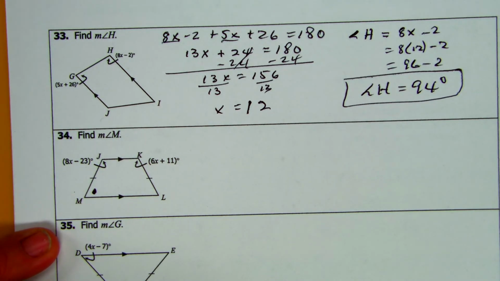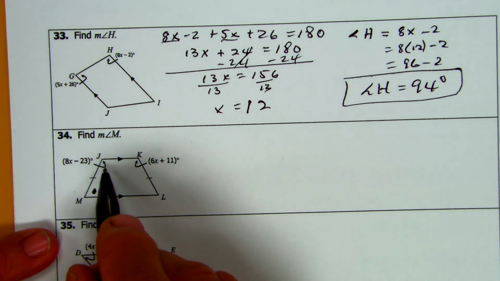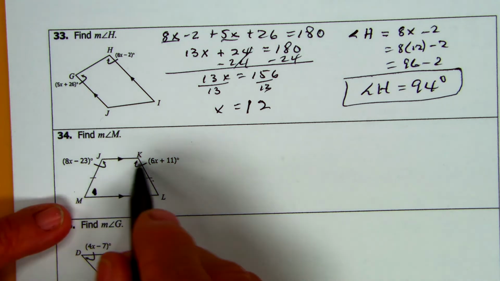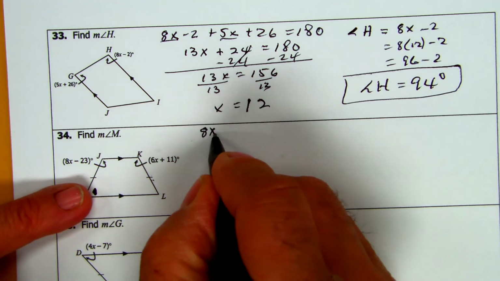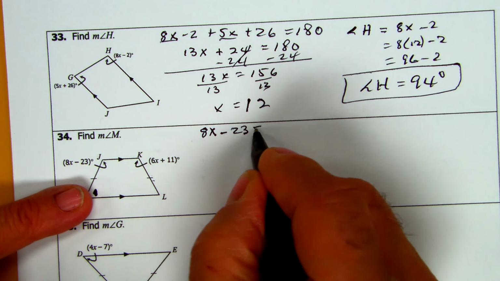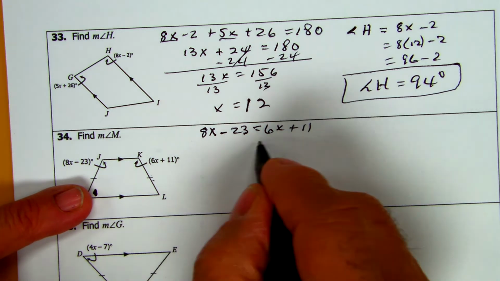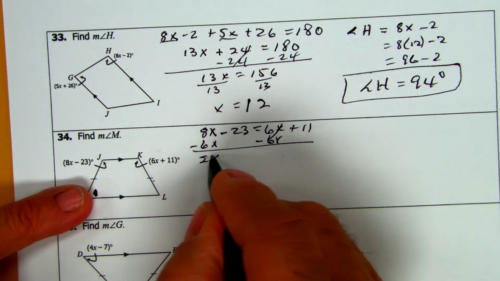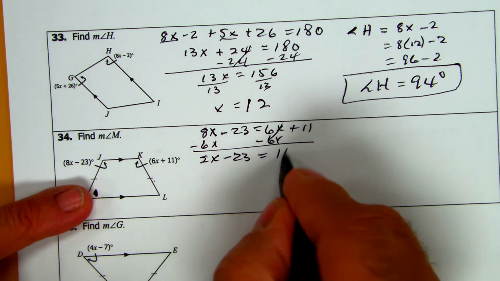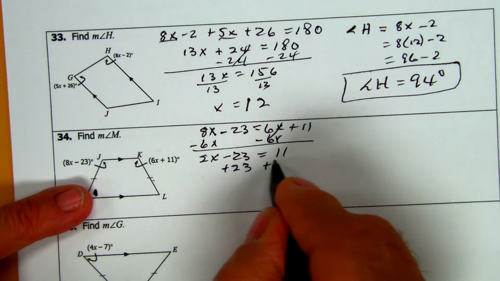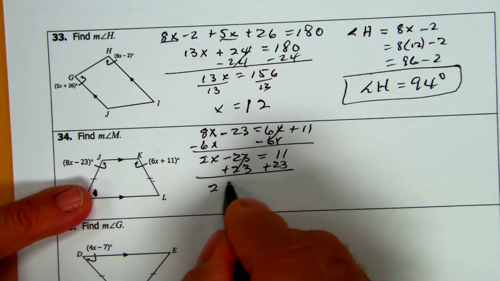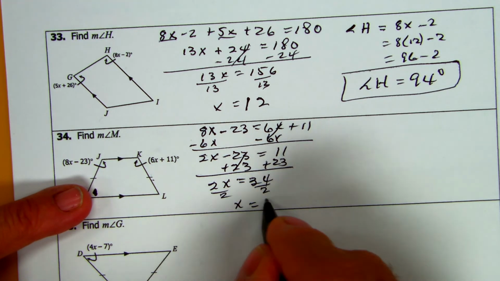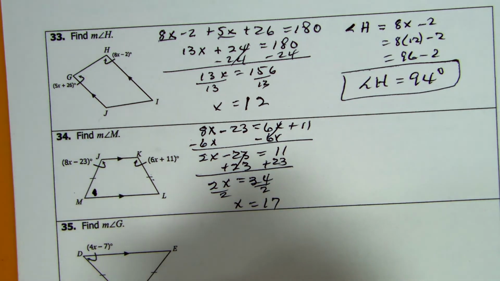Okay, so if I find the measure of angle J, subtracted from 180 degrees, I'll have M. So in this isosceles trapezoid, these two base angles are congruent. So I'm going to say 8x minus 23 is equal to 6x plus 11. Let me get the x's together. I'm going to move the 6x over here. So I've got 2x minus 23 is equal to 11. Move the 23 to the other side. So I have 2x is equal to 34. Divide both sides by 2, so x is equal to 17. Okay, so x is 17.